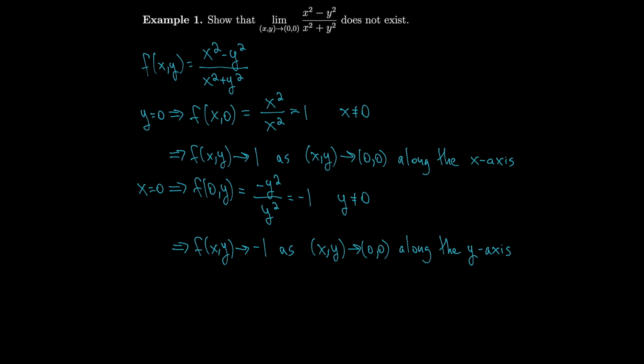Okay, so we just got two different values for our limit with two different approaches. Remember, in both cases, we're still approaching the origin (0, 0), but they don't match. So there's no way our limit exists. So we'd say the limit as (x, y) approaches (0, 0) of (x squared minus y squared) over (x squared plus y squared) does not exist, or DNE.